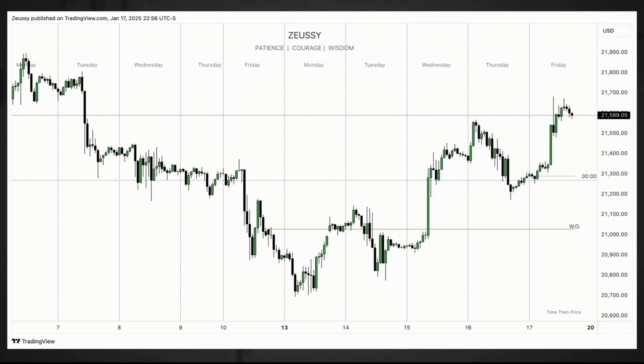Here we're on the hourly chart of NASDAQ, and what I would like you to see is that the past week NASDAQ expanded towards the upside, as you can see. What I want you to do is pause this lecture for a moment, and I would like you to try and explain to yourself why the market did what it did.